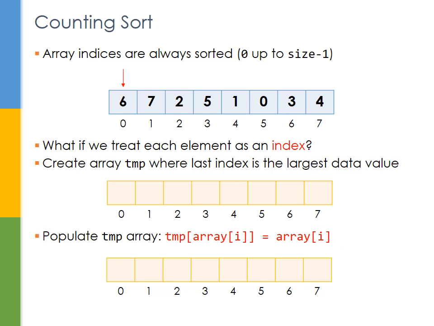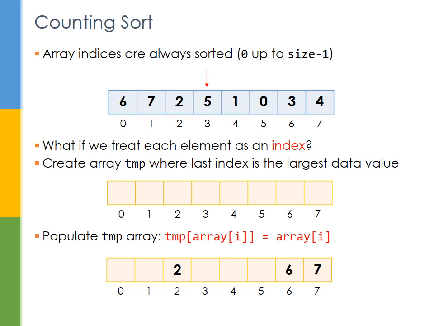We start off with subscript 0 in our source array. We see that the value there is 6. So this means we need to store the value 6 at subscript 6 in the temp array, as we've done there. Then we move on to the next element. So now we need to store the value 7 at subscript 7 in the temp array, which we've done over there. Then next we need to store the value 2 at subscript 2 in the temp array.